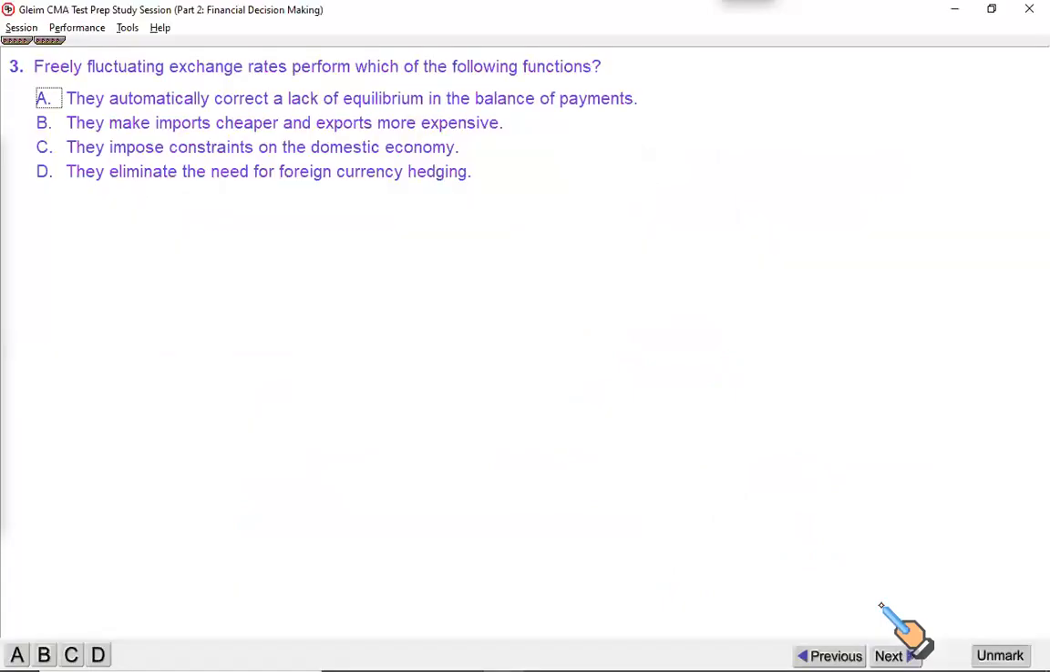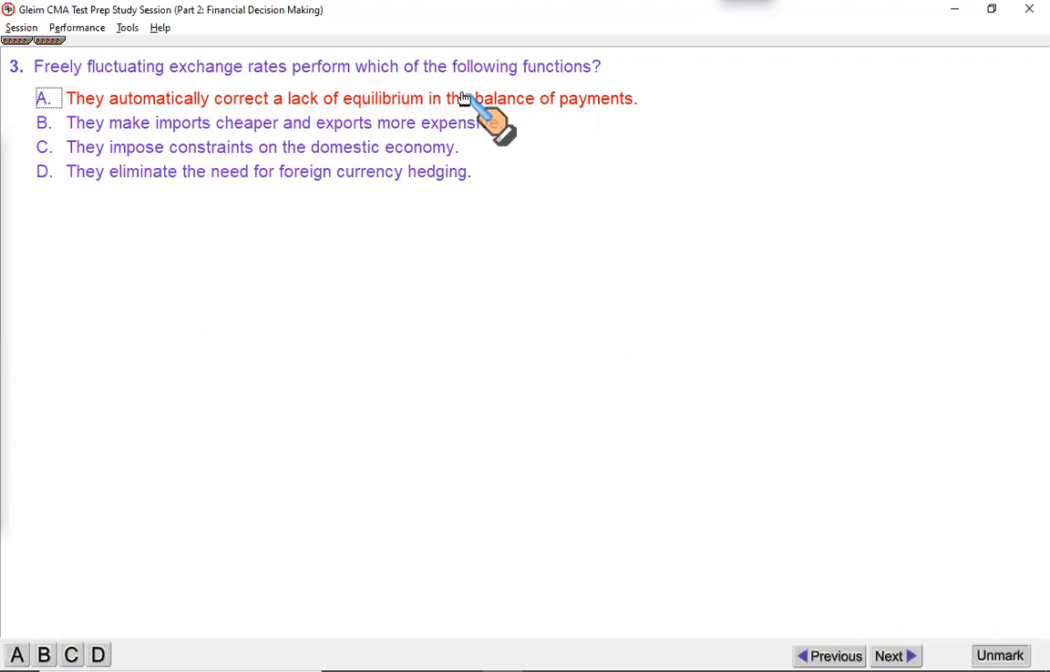Let's do a few questions to understand the concept here. Free fluctuating exchange rates perform which of the following functions? Free floating exchange rates automatically correct lack of equilibrium in the balance of payment. This is true because if your currency is weaker, your imports will fall and your exports go up.